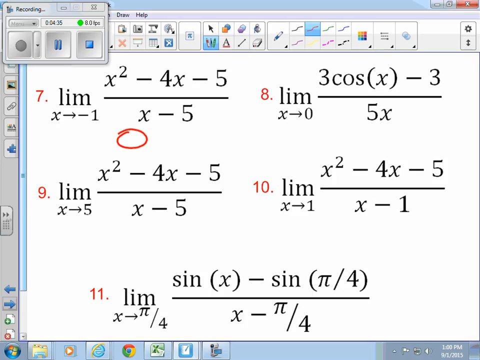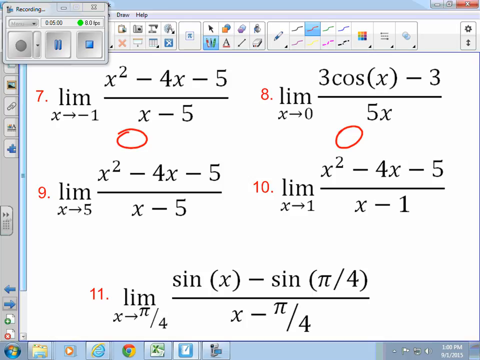Number 8. That's another special limit when I can factor the 3 out on top. And the limit of cosine of x minus 1 over x as x approaches 0 is 0. So if you're using special limits, it's 0. If you don't want to remember those special limits, you could use L'Hopital's rule on that also. Did we get 0 now?